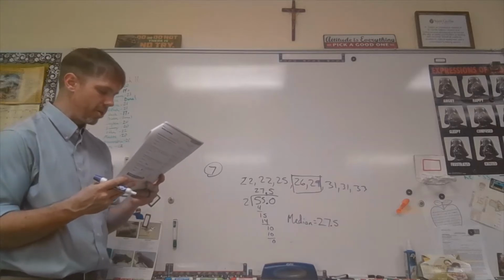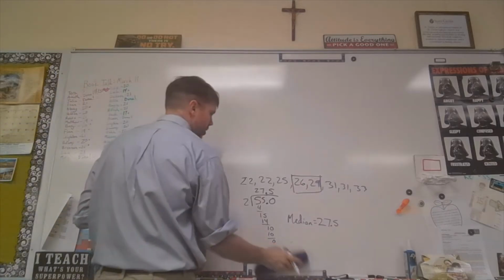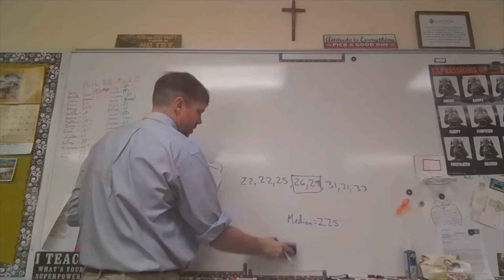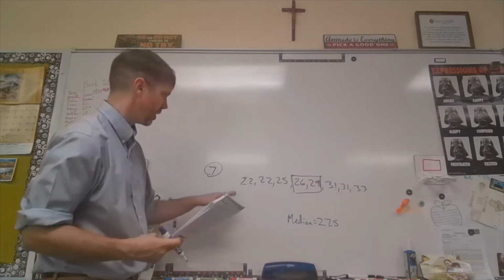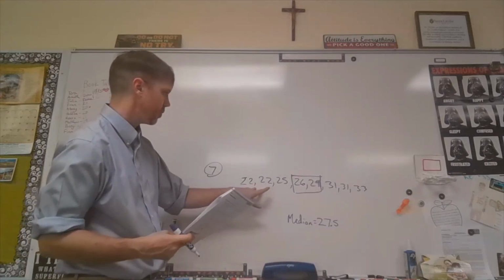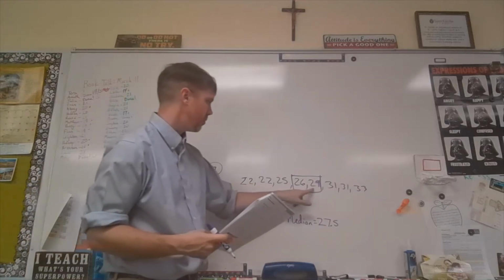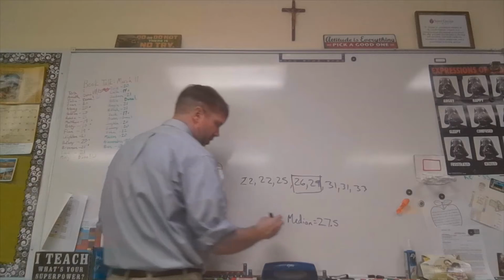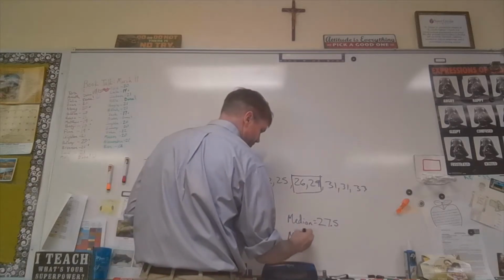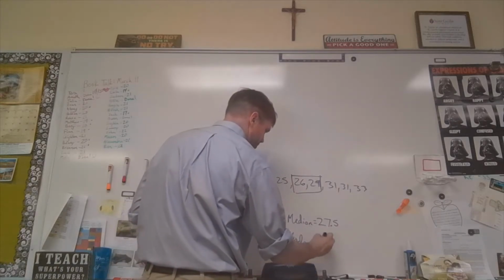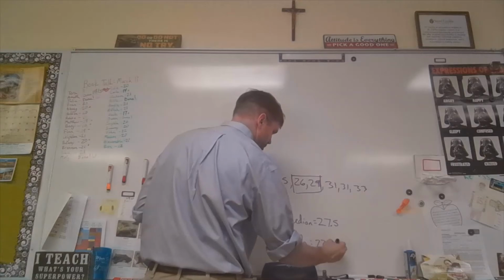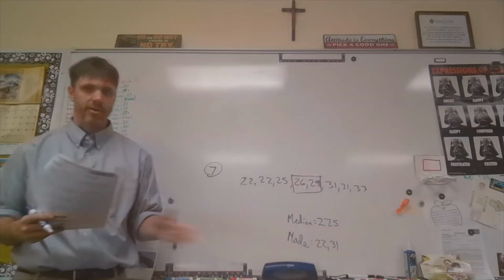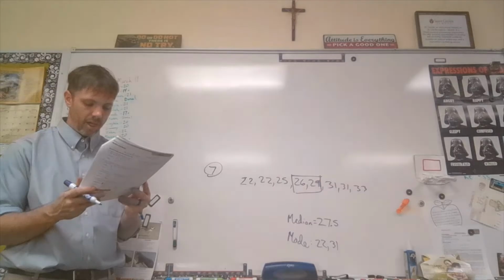And then for the mode, we have to figure out which numbers appear most often. So again, we're going to count up. Well, I see 2 for 22. Those are all different. And I see 2 for 31 and then 33. So we have our mode is going to be 22 and 31. And that's it. So that's the answer for number 7.